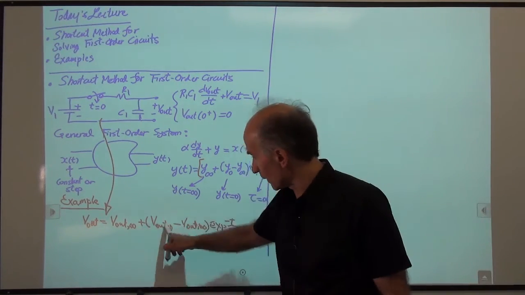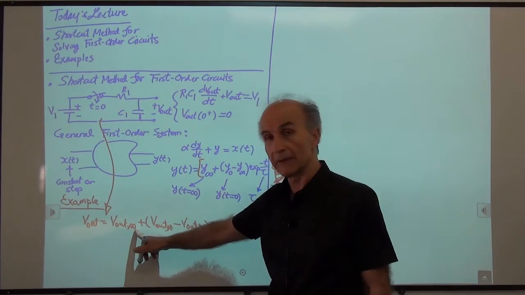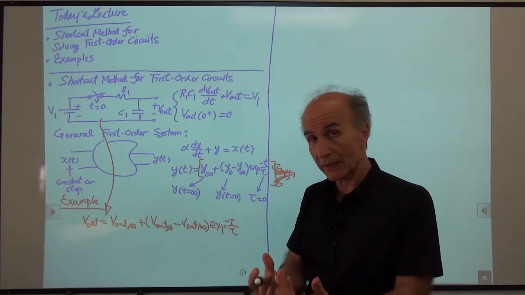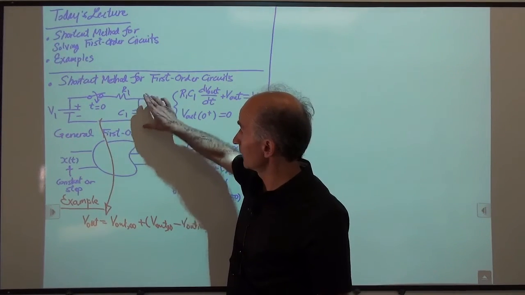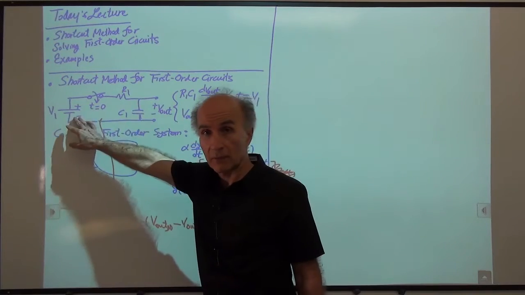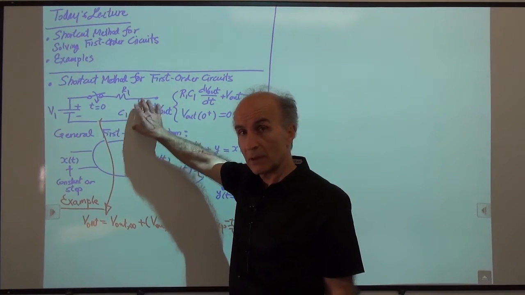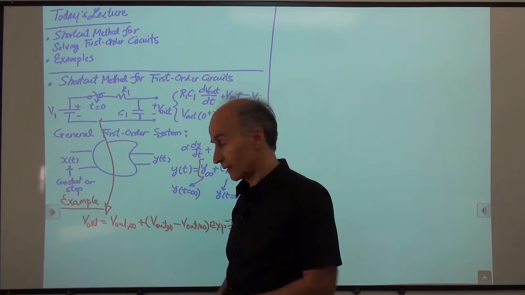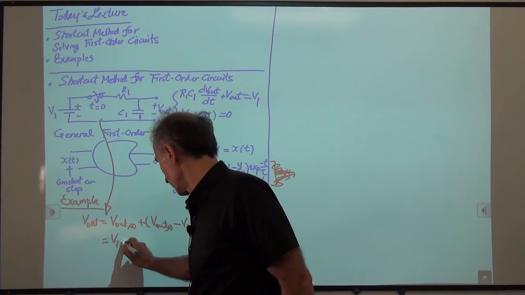I just need to find these quantities and I can plug them in. How much is the output at time infinity? By looking at the circuit, I can tell, because this capacitor charges up and charges up until this voltage becomes equal to that voltage. So at time infinity, the voltage on the capacitor is equal to V1. Okay, so that's equal to V1 plus.